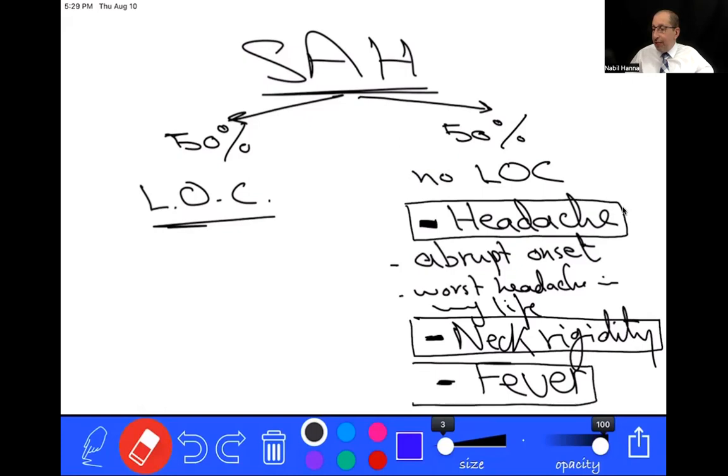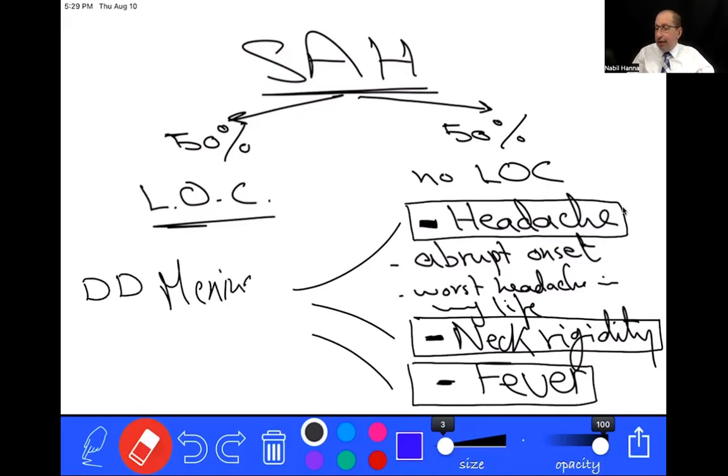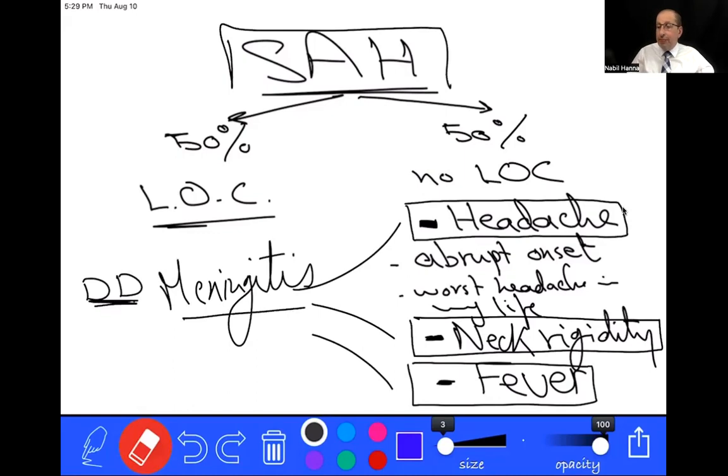Does this ring a bell? Headache, neck rigidity, and fever. Do these symptoms sound like meningitis? Yes, they do. So what's the differential diagnosis of subarachnoid hemorrhage? It is meningitis. Both of them present with the same symptoms.